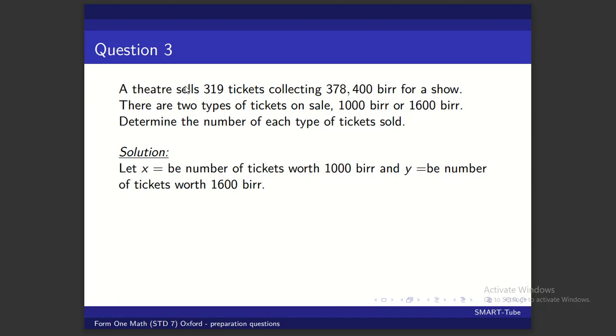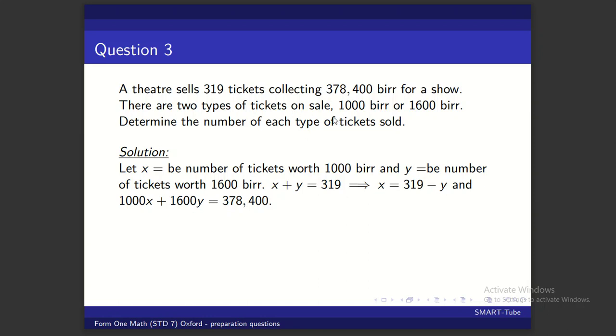It says the total number of tickets sold was 319. So that means x plus y is 319. From this one you can rewrite x, which is x equals 319 minus y.